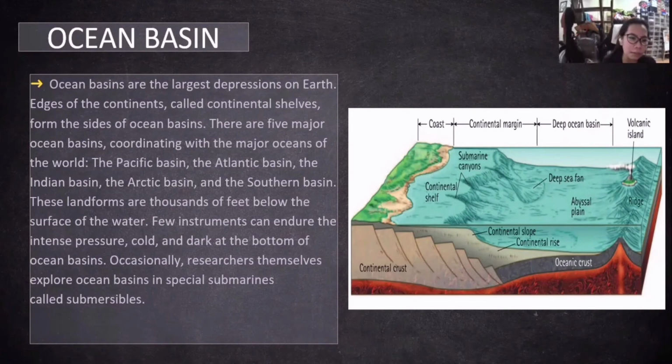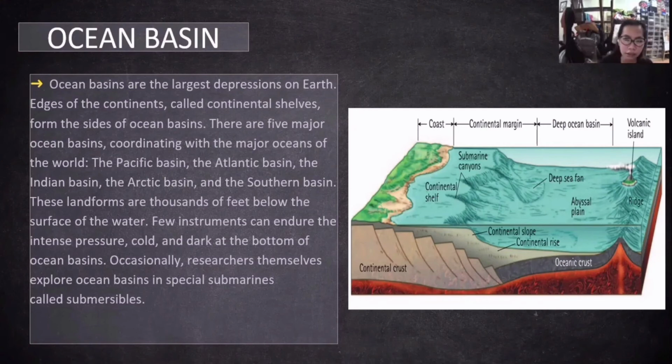There are five major ocean basins corresponding with the major oceans of the world: the Pacific, the Atlantic, the Indian, the Arctic, and the Southern basins. It is exceedingly difficult to get information about landforms of the ocean basins, such as trenches and mid-ocean ridges. Those landforms are thousands of feet below the surface of the water.